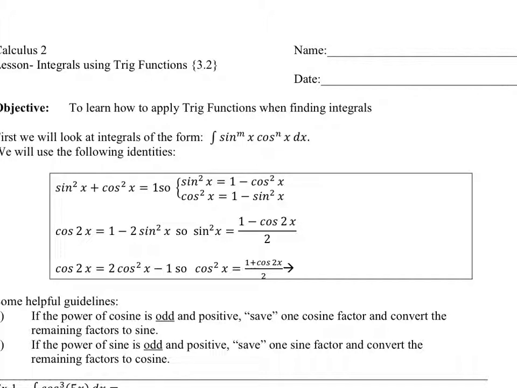So that's for somebody. So we're going to look at integrals involving trig functions, specifically cases where you have to perform some sort of substitution, some identity substitution related to those trig functions. So we'll start off with the Pythagorean identity, which is sine squared plus cosine squared is equal to 1.